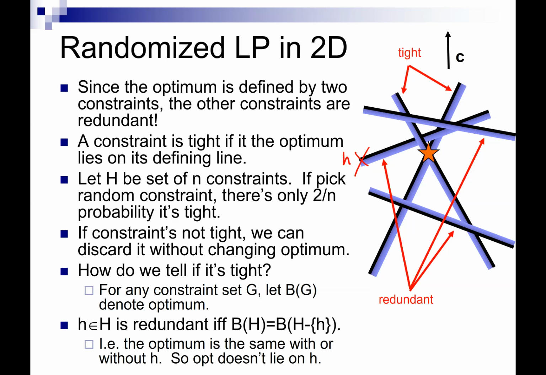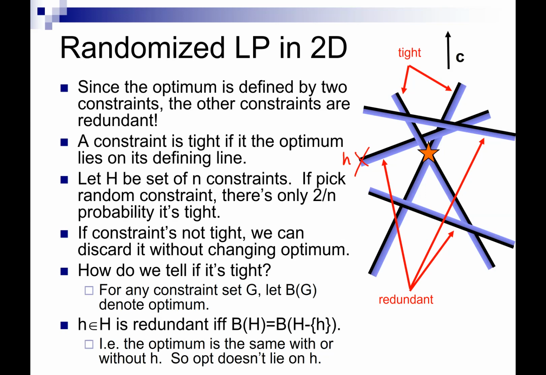So this is a way to tell whether a constraint is redundant or not, and that also tells us, if it's not redundant, then it's tight. And if it's tight, then we know that the optimum is actually going to lie on one of these tight constraints.